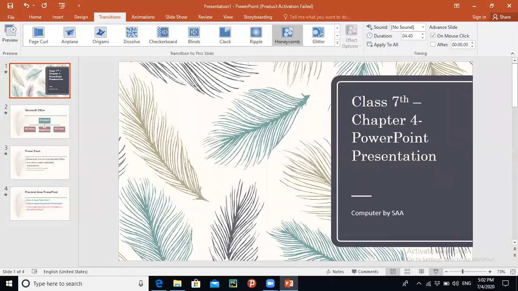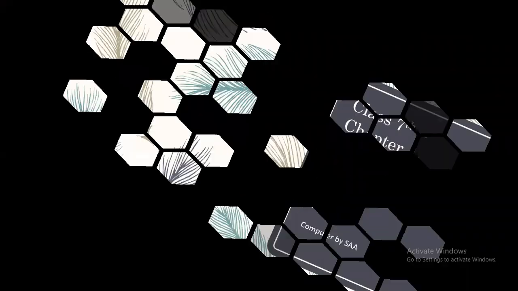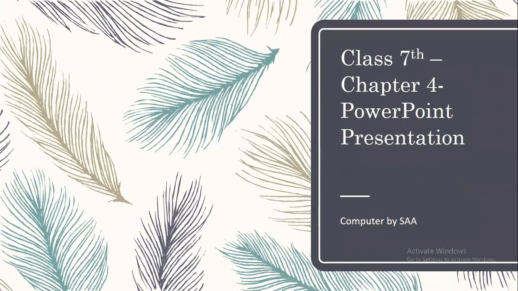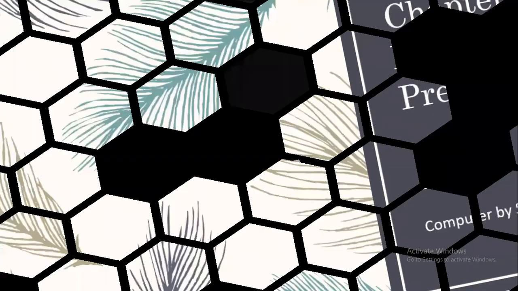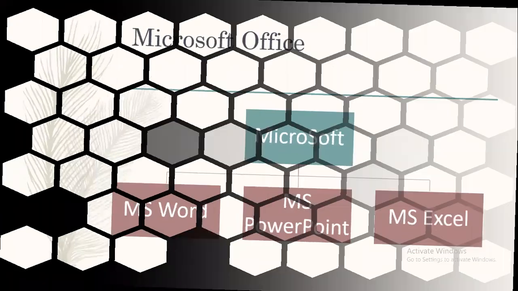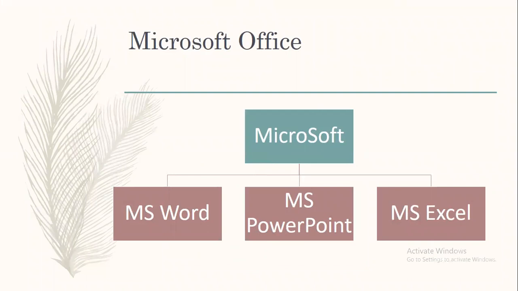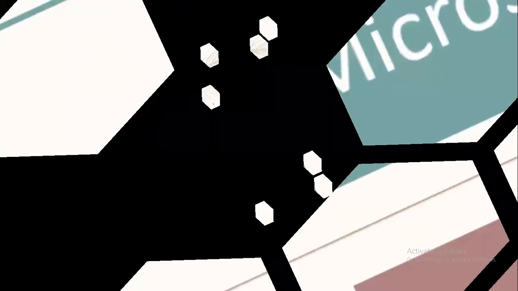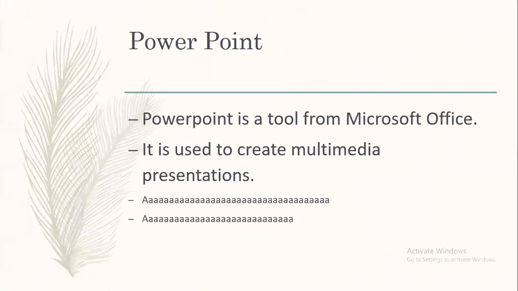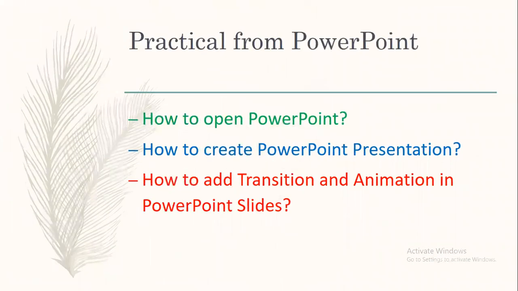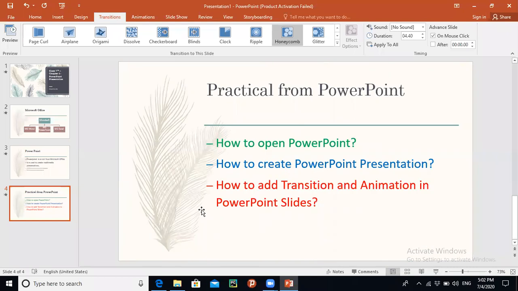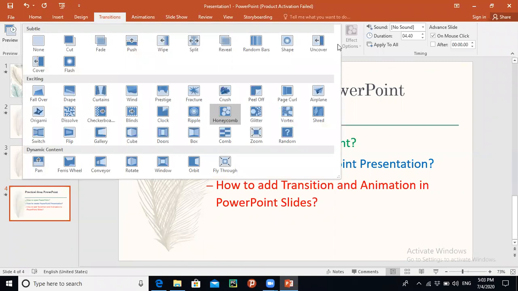Now start the slideshow. This is the first slide. Now observe carefully. This is the second slide, which was previously coming at once, but now it has some specific style. This is the third slide, and this is the fourth slide. Okay, so this was the transition. You can also see there are so many effects you can select according to your requirement.